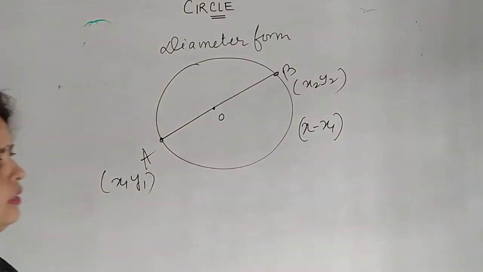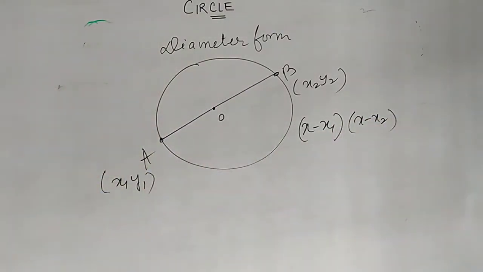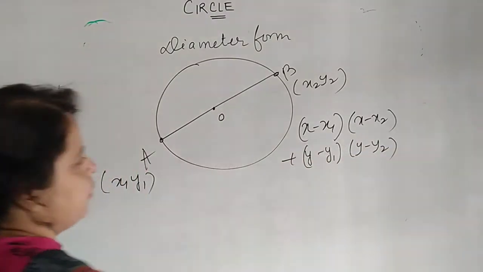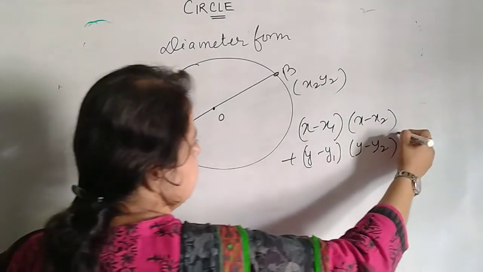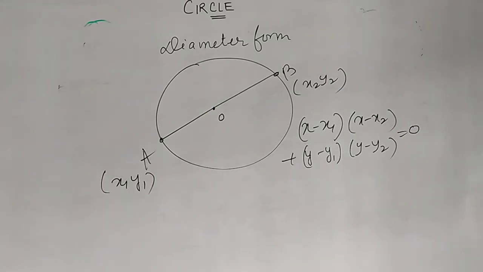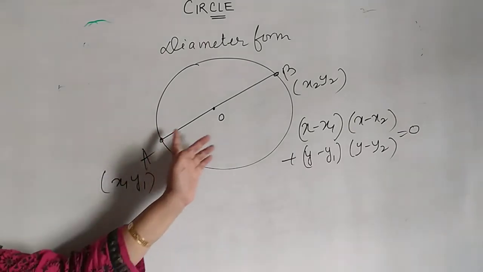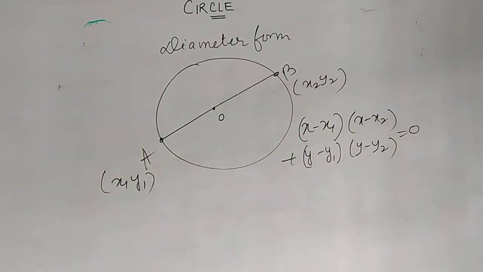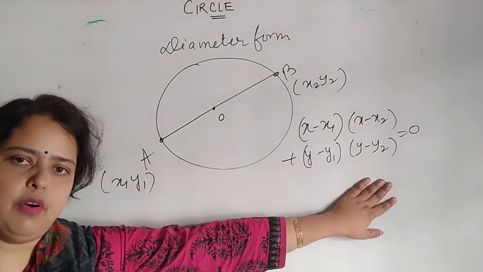That is given by x minus x1 into x minus x2, plus y minus y1 into y minus y2, equals 0. So this is known as the diameter form of a circle. And we have to remember that whenever we are provided with the extremities of the diameter, the coordinates on the circumference of the circle which happen to be the extremities of the diameter, we can use this formula.